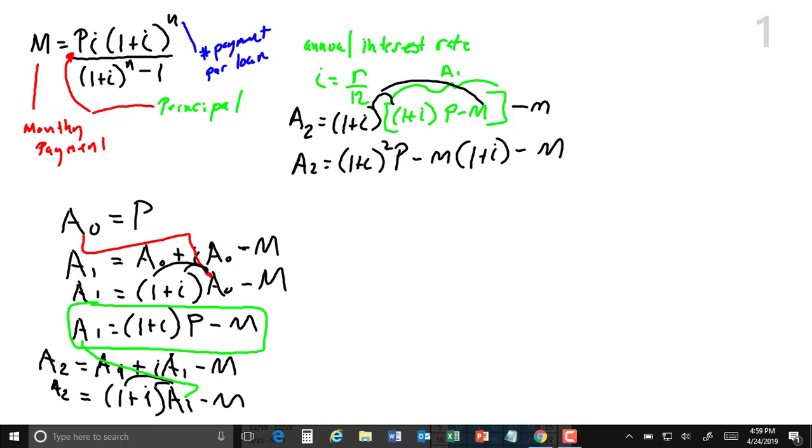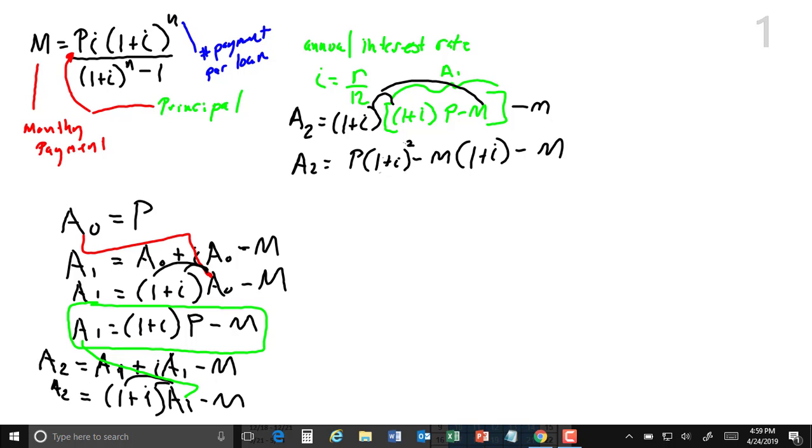quadratic. I think I'll put the P over here just to be a little more consistent. So what I'll do is I'll just swap the P with the parenthesis. So I'll call this P times 1 plus I, and that was squared, right?